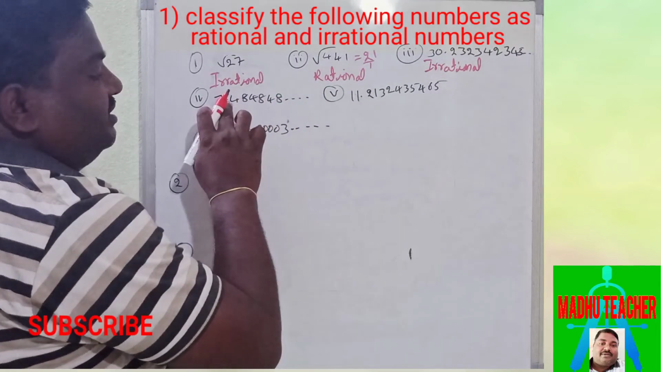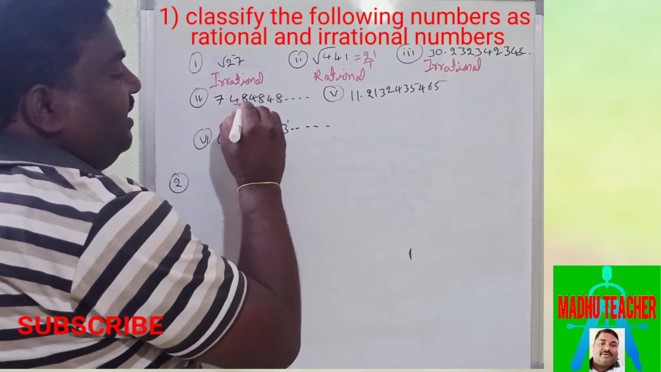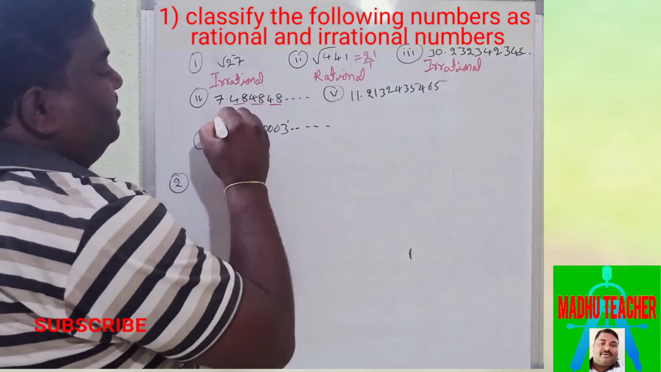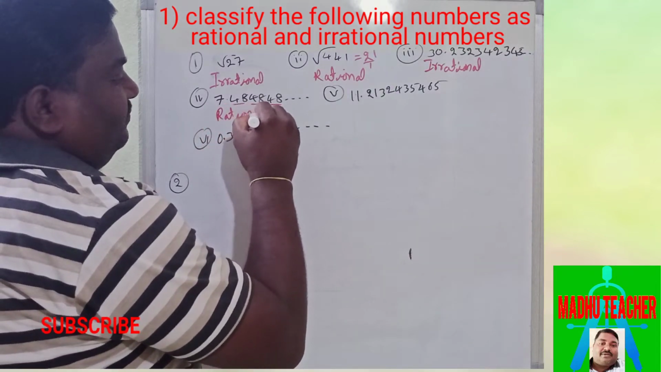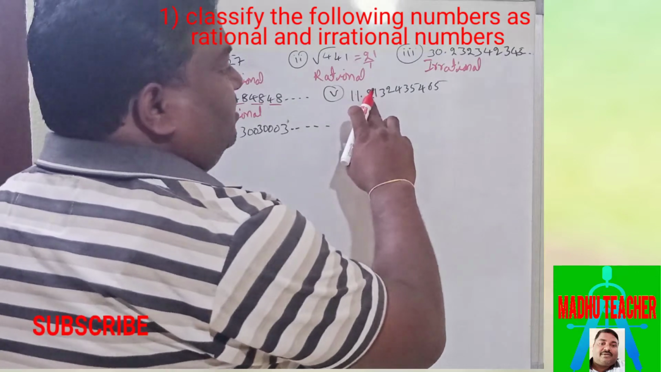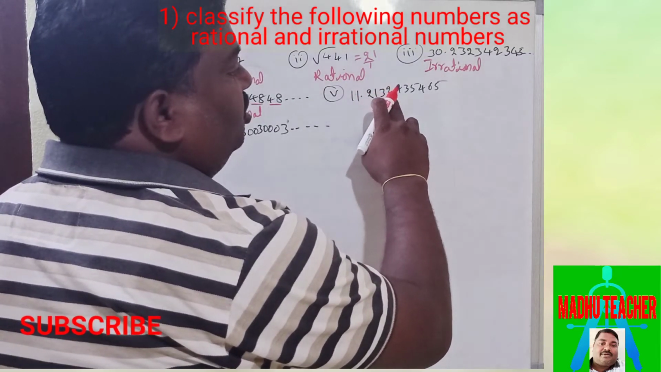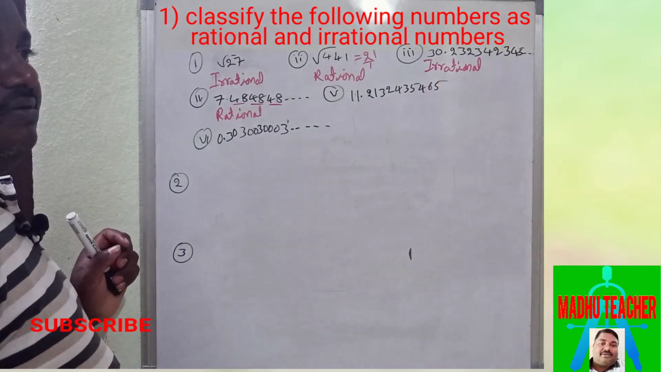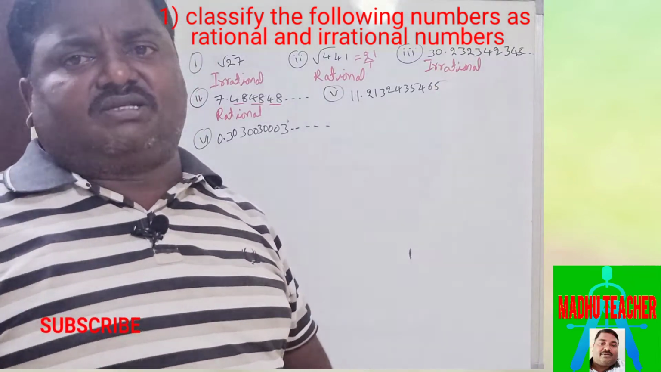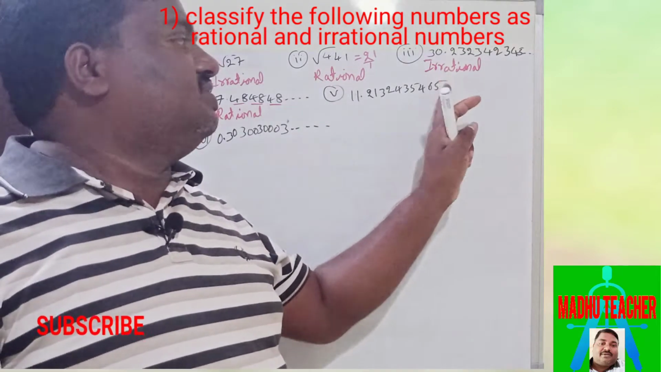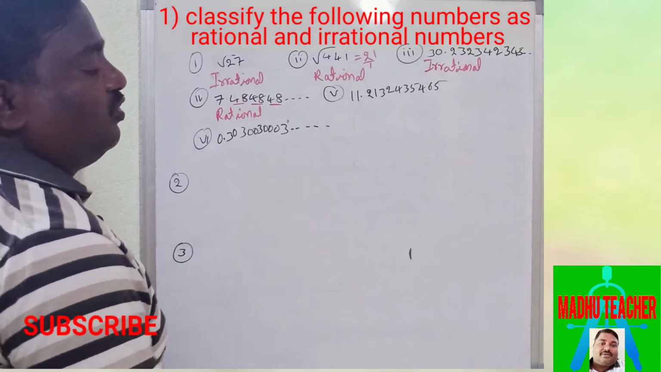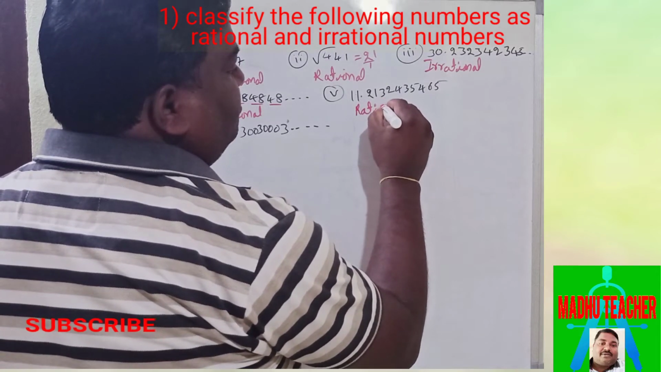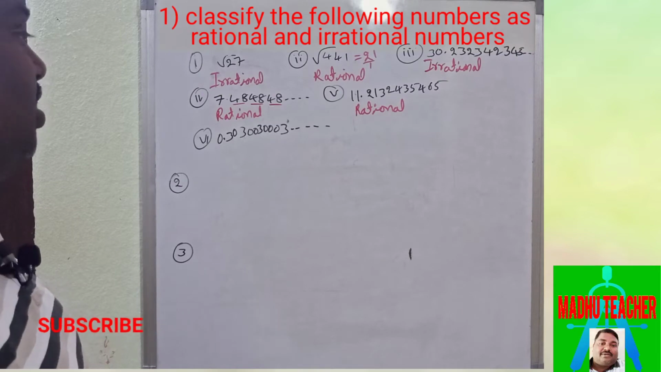7.484848 dash, it is non-terminating repeating decimal, so we can write in p by q form. That's why it is rational. Next it is 11.2132435, that's all. So non-repeating, but terminating decimal. Leaving aside whether it is repeating, it is a terminating decimal. We can write in p by q form. That's why it is rational. If it terminates, whatever the decimal, if it is terminating we can write it in p by q form.